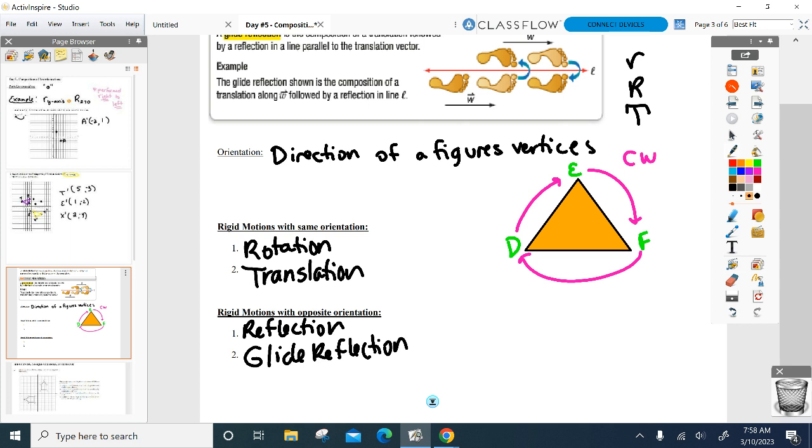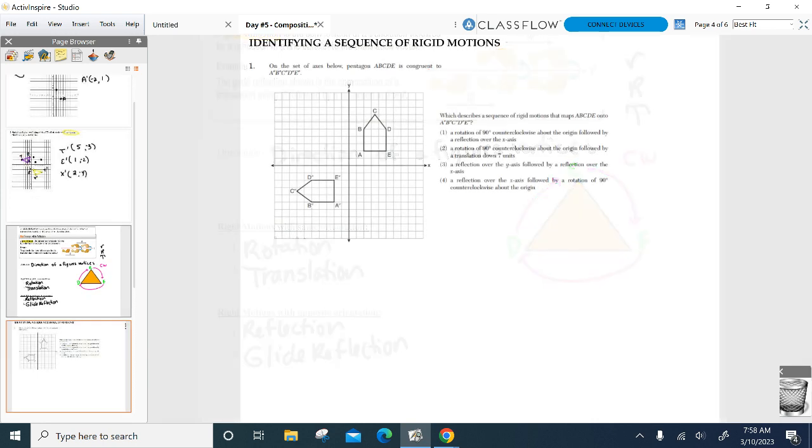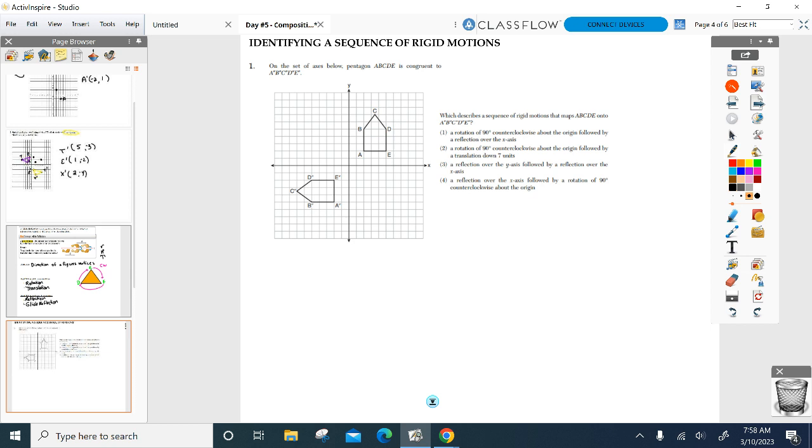So we all get on what I mean by opposite orientation versus same. Same orientation, it goes clockwise, clockwise, clockwise. Opposite, one goes clockwise, and then the next one would go counterclockwise. All good? This is kind of like a two-part day today. I'm going on to the second part right now: orientation, why it stays the same for rotation and translation versus reflection and glide reflection. We're all good? All right. Let's go to the second half of today.